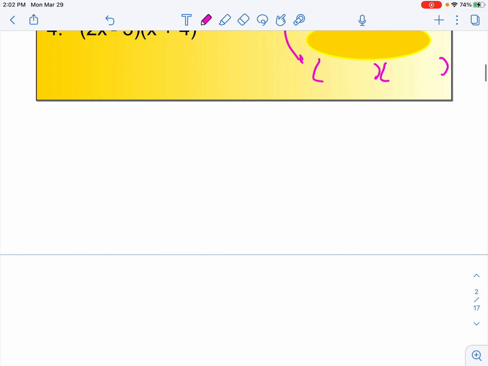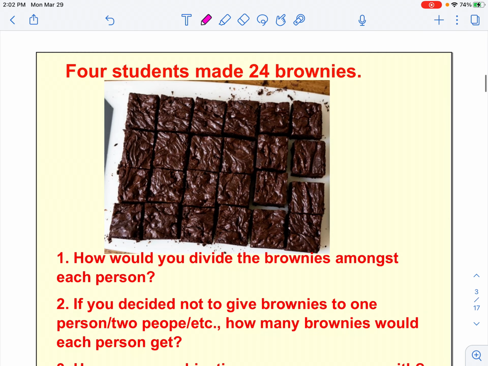So here's another example that you can think through about dividing up brownies. Try to brainstorm different ways that you could do that, okay, if you have 4 people.